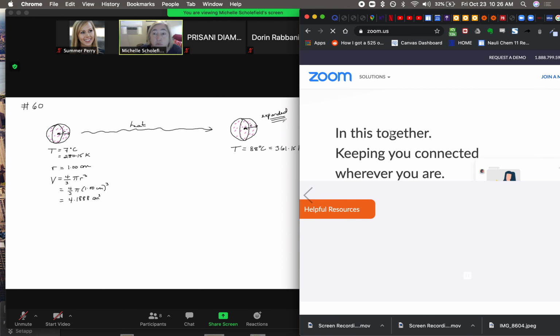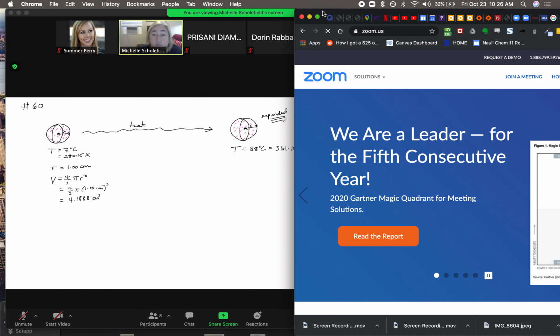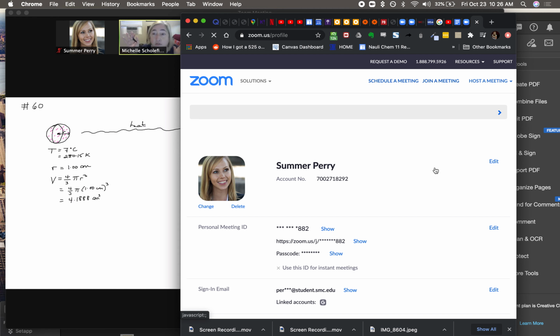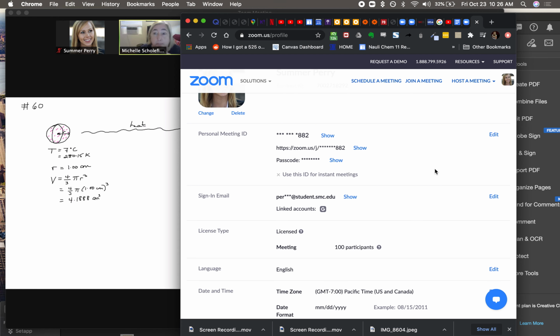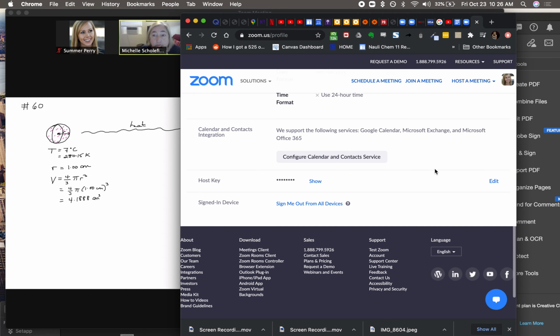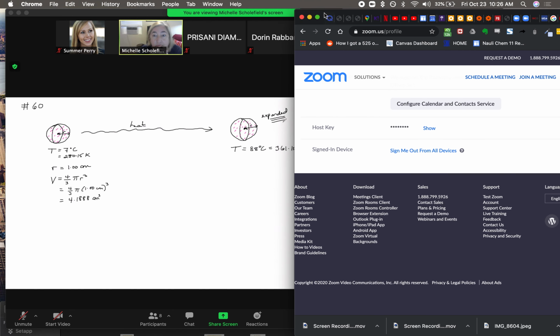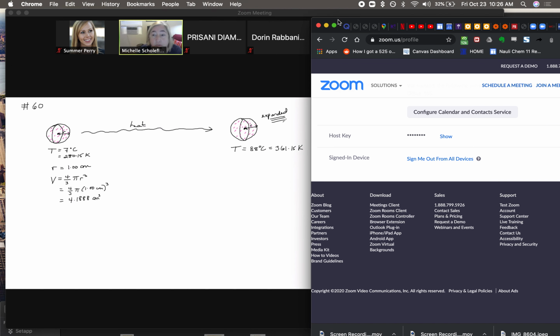Now, do we have a gas law that involves temperature and radius? Of all the gas laws you've studied, is there a gas law with temperature and radius in it? Charles' law. Nope, Charles' law doesn't have radius in it. What does Charles' law have in it?